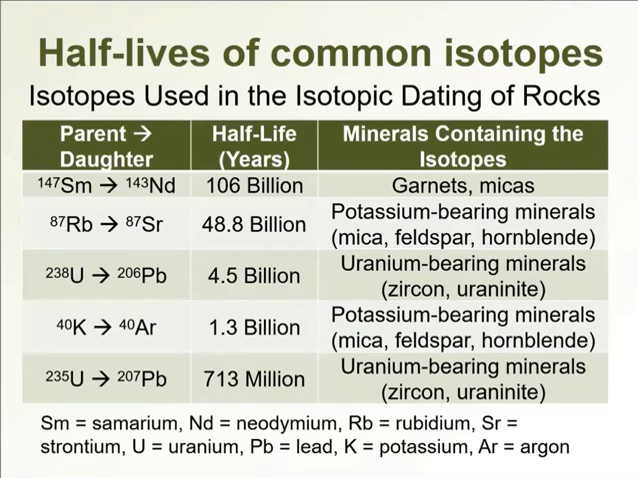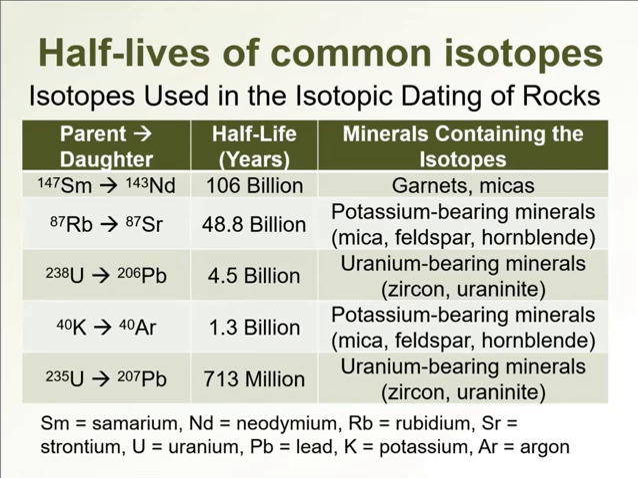Some of them have very long half-lives. For example, samarium goes to neodymium, 106 billion years. That's not going to be very useful because we haven't even gotten anywhere near one of those half-lives. 48 billion, rubidium to strontium. Again, not as useful because that's a pretty long half-life. Of these, uranium to lead is used quite a bit. Again, it's for old things.